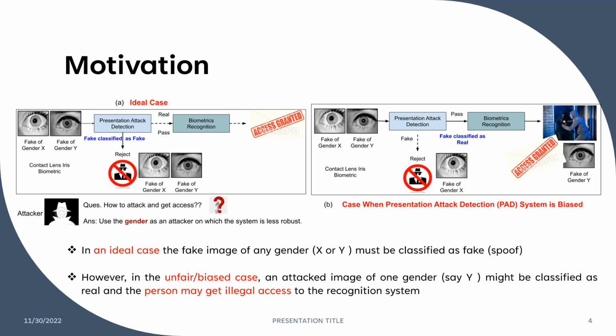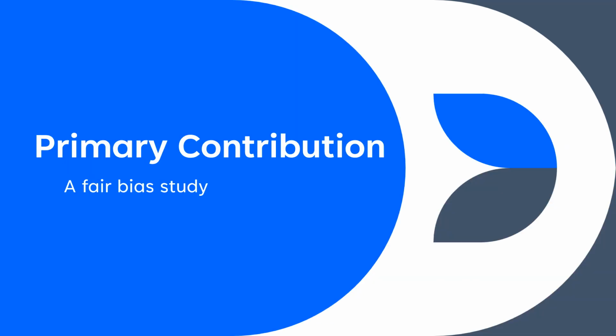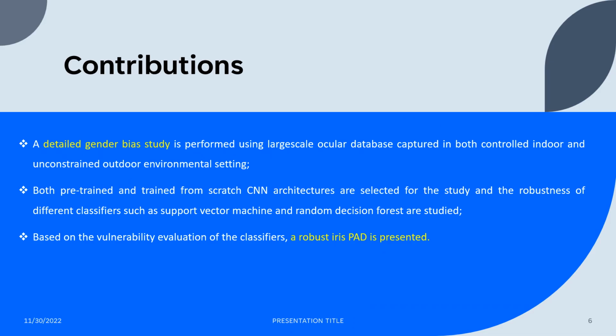The motivation is that if the presentation attack classifier is biased towards any particular gender, then the fake images of one gender will be correctly classified, but the fake images of another gender might bypass the detection algorithms and can give illegal access to the system. So we want to prevent this kind of biased behavior of the algorithm, so that only the legal person can access the system.